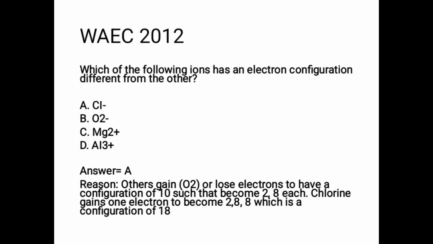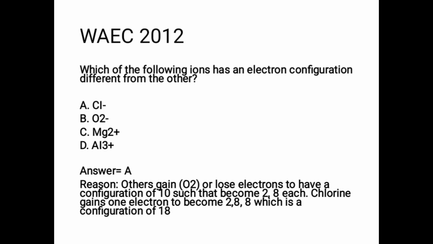And to divide that, you have 2 8. Magnesium is losing 2 electrons. Instead of being 12, it's becoming 10. That means it has 10 electrons. Don't forget now, chlorine is having 18 electrons. Oxygen is having 10 electrons.